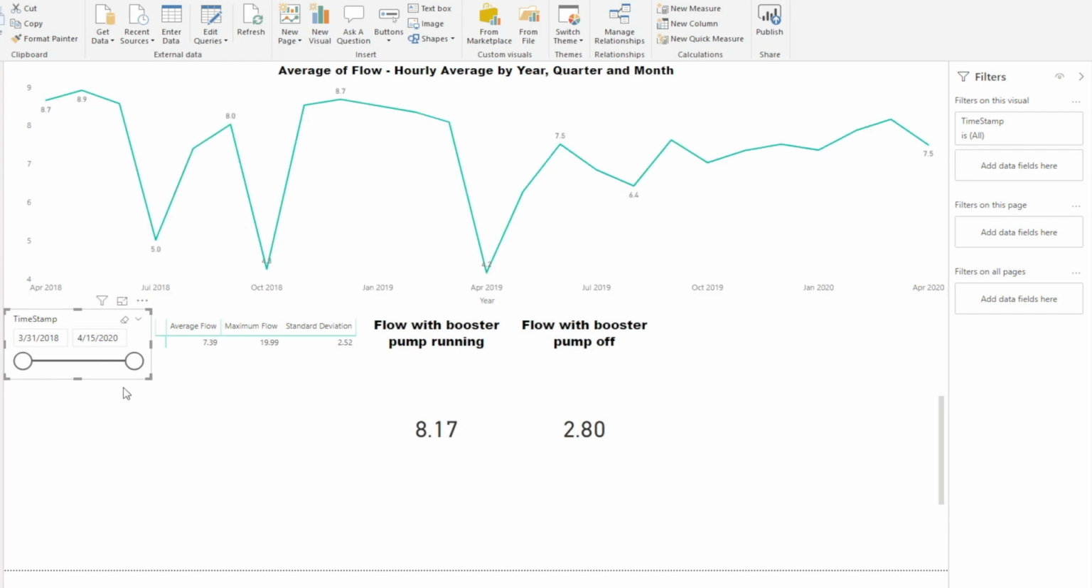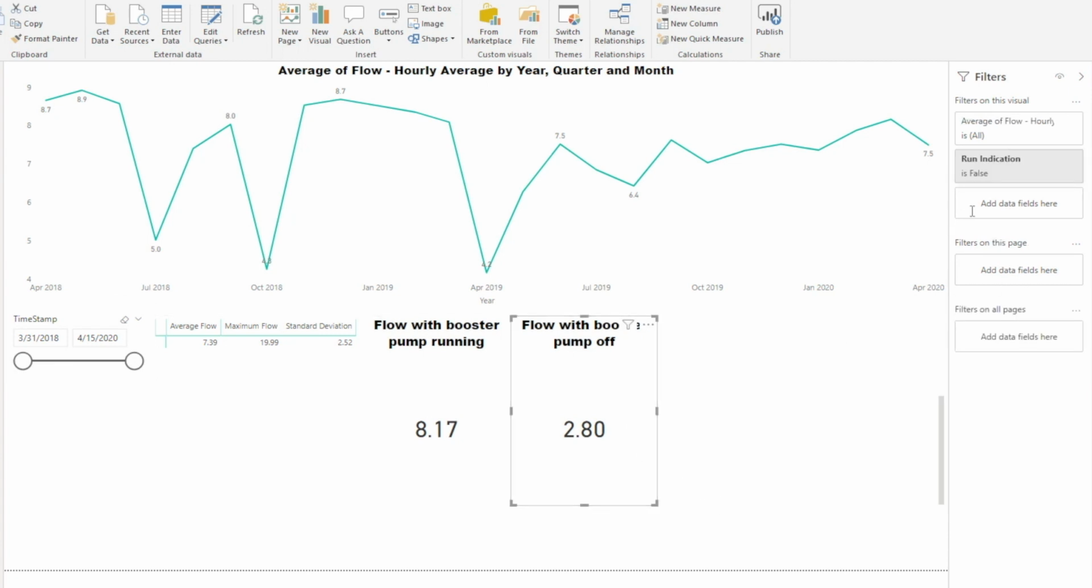So if they want to look and say, well, hey, we did a bunch of repairs on that piece of equipment, really we need to just look at the last 2 months, they can go do that and see what the difference is, right? And then I did the same thing where the run indication is false, so that way they can know what the difference is. And I built them a page for each asset so they can do this kind of analysis.